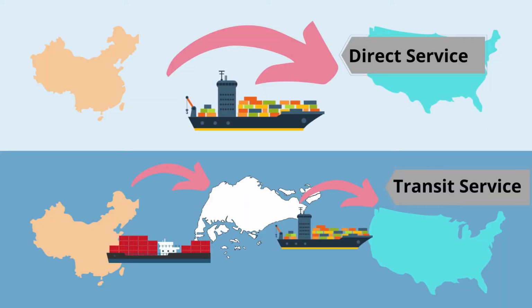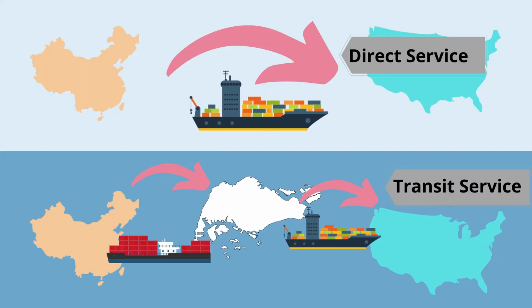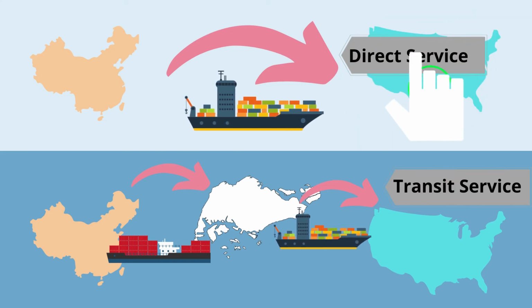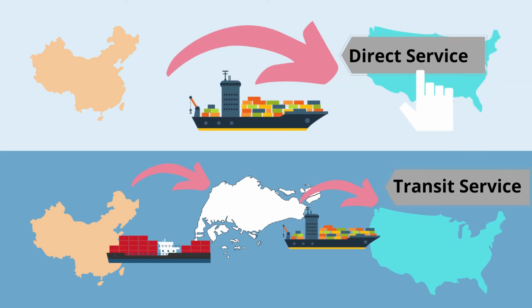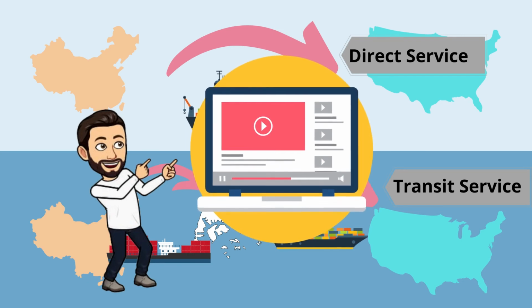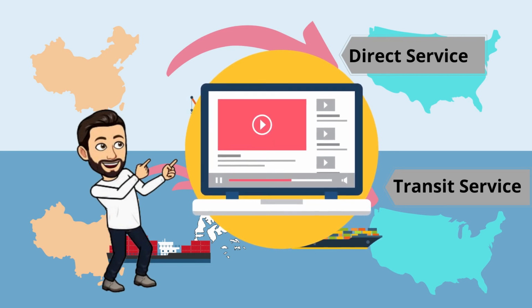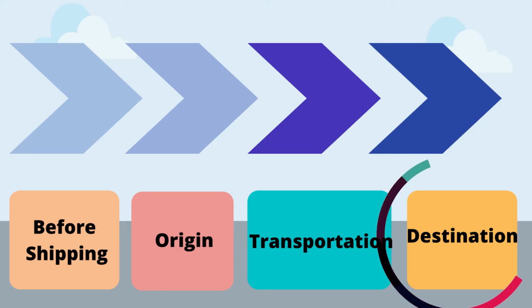There are 2 kinds of transportation on the Pacific, direct service and transit service. Make sure to ask your freight forwarder about using direct service if it is available. You can also check our video about direct versus transit service in the description box below.